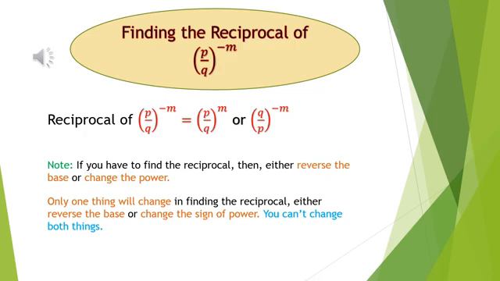So if you have to find the reciprocal, then either reverse the base or change the power. Only one thing will change. You cannot change both things. It means you cannot simultaneously reverse the base and change the power. It is not the way to find the reciprocal. So in reciprocal, you will just change one thing.